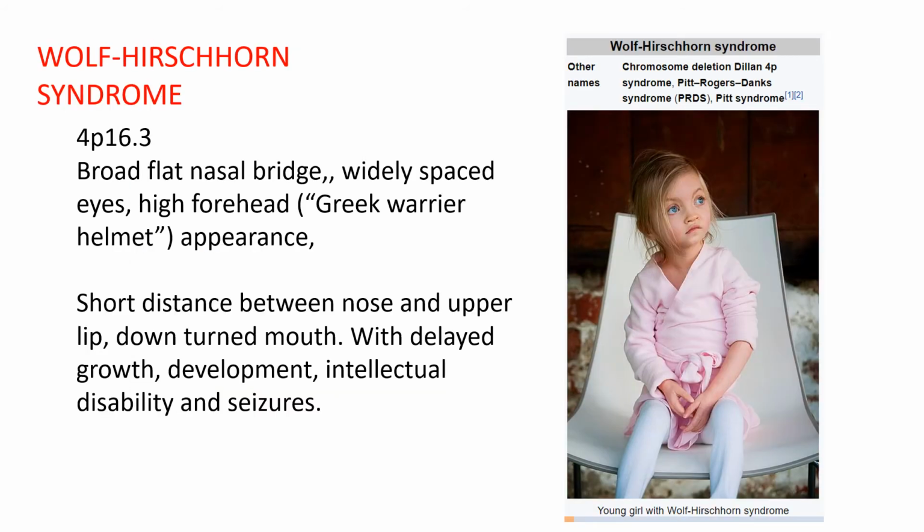Wolf-Hirschhorn syndrome. Here the chromosomal abnormality is deletion of the short arm of chromosome 4 at region 1 band 6 and subband 3. Individuals affected with this abnormality present with broad flat nasal bridge, widely spaced eyes and high forehead, giving a Greek warrior helmet appearance. Short distance between nose and upper lip, downturned mouth with delayed growth, developmental intellectual disability and seizures.